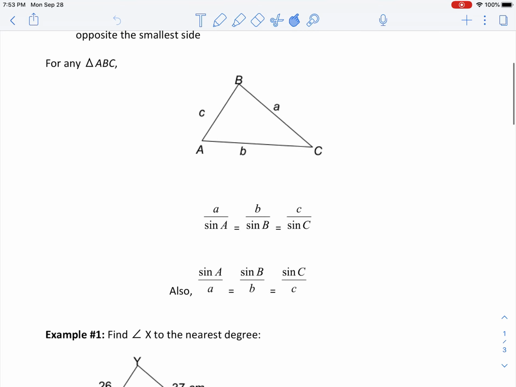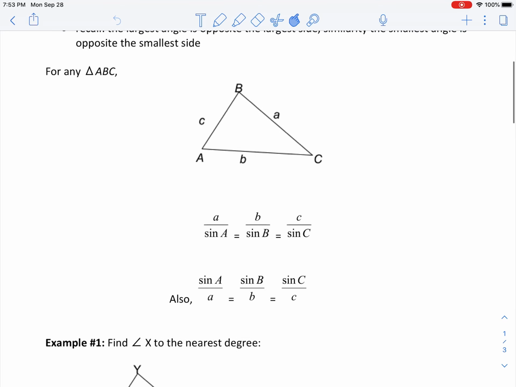So for example, in triangle ABC that I have labeled here, remember we have the letters inside match with uppercase and lowercase. Angles are always uppercase letters, and the opposite side to those angles are lowercase letters. So we have a over sine A equals b over sine B equals c over sine C. Or we can flip that whole thing upside down and have sine A over a equals sine B over b equals sine C over c.